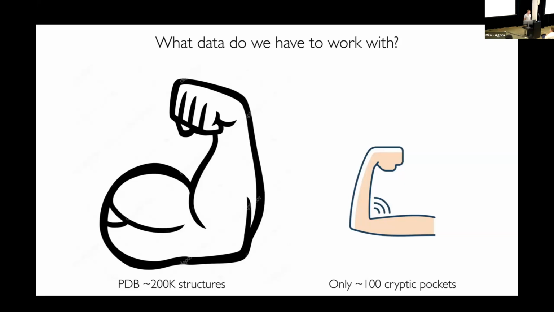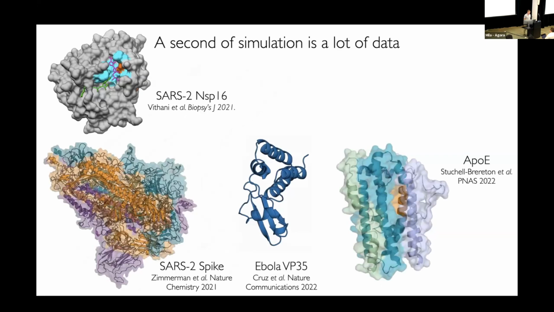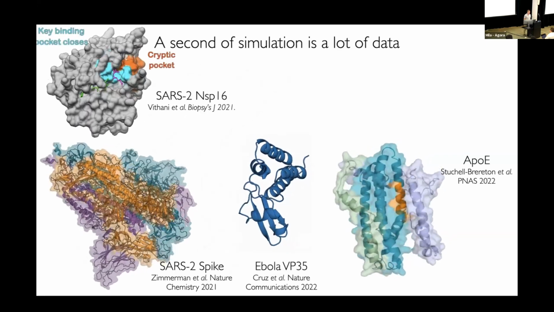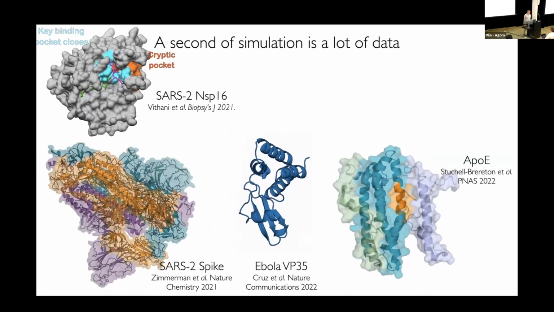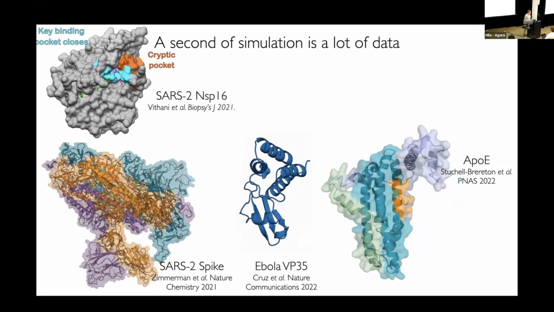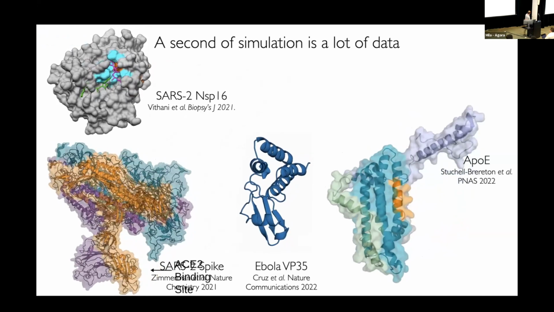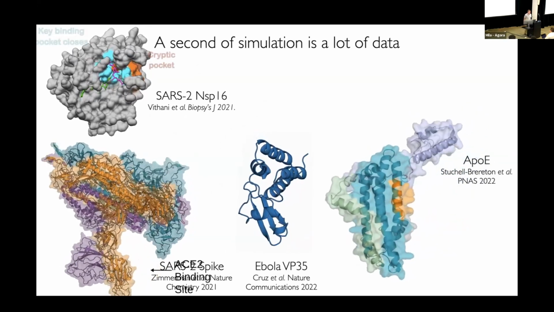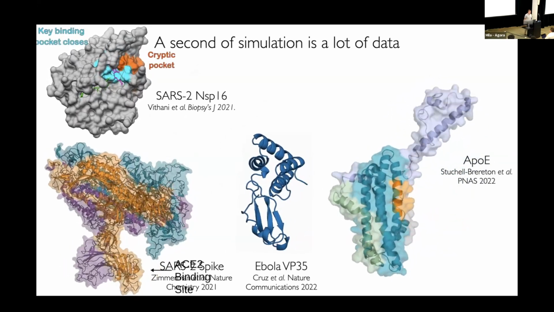One of the key things is that, having worked on simulating proteins, hunting for cryptic pockets and other interesting conformational changes for quite a while now, we have a lot of data. This is just a smattering of morphs and movies of trajectories from some of the systems that we've been working on. But you can see that there's quite a lot going on. We've worked on dozens of different systems.